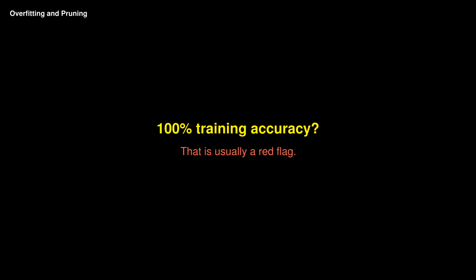Overfitting and pruning. You build a decision tree. It gets 100% accuracy on training data. Every single example classified perfectly. Sounds amazing, right? Actually, it is a red flag. A perfect tree on training data is usually a terrible tree on new data. This is overfitting, the most important problem to understand in all of machine learning. And today we will also learn how to fix it.